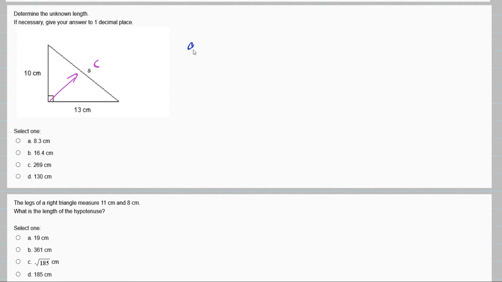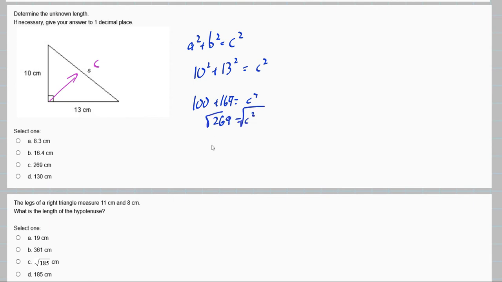So if we do a squared plus b squared is c squared, 10 squared plus 13 squared is c squared. 10 squared is 100, 13 squared is 169. So that's 269. Oops, that's not how you write a 9. And all we need to do is take the root of both sides, and the root of 269 is 16.4.